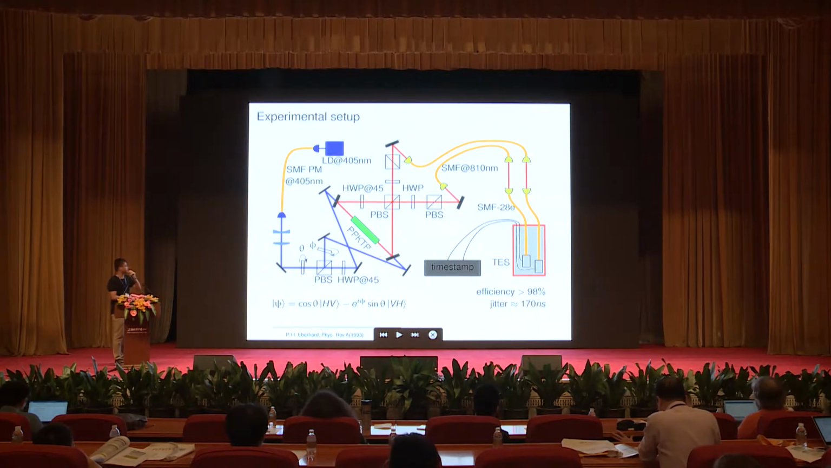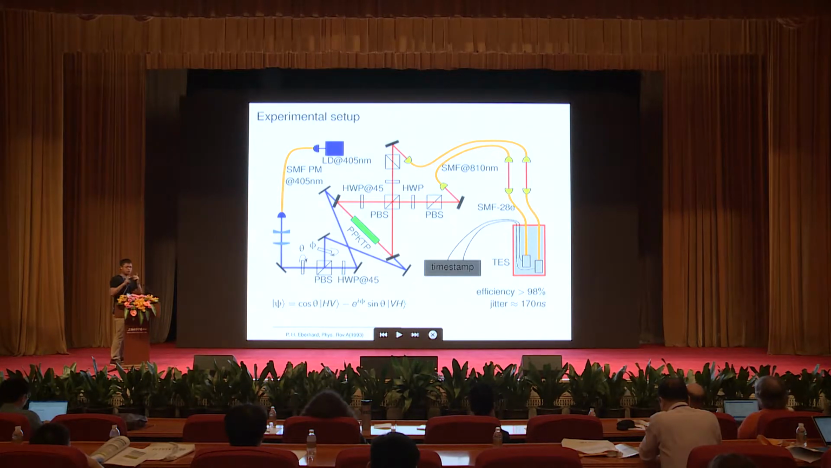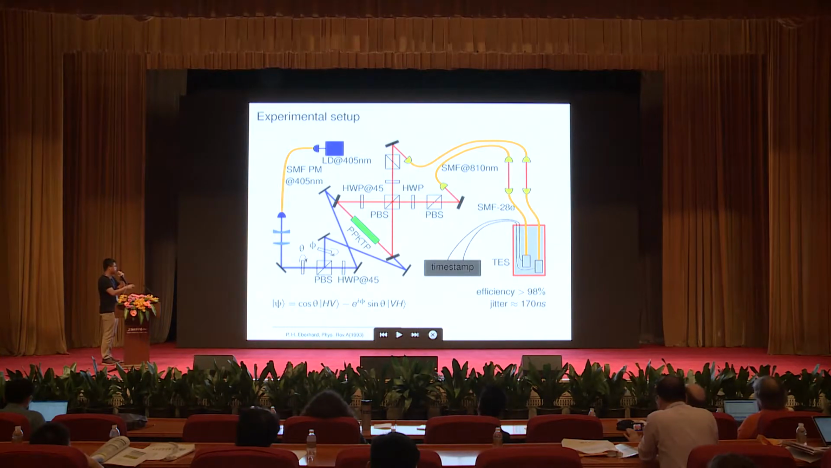In each pump direction, you can generate photon pairs, and the photons generated from both sides will be overlapped at the center PBS and generate the entangled state cos θ |HV> minus e^{iφ} sin θ |VH>. The angle θ is controlled by the relative pumping power of the blue light, which is provided by a continuous wave 405 nanometer laser, and the relative power is controlled by a half-wave plate and a PBS. The relative phase φ is controlled by the relative phase between the two pumps.